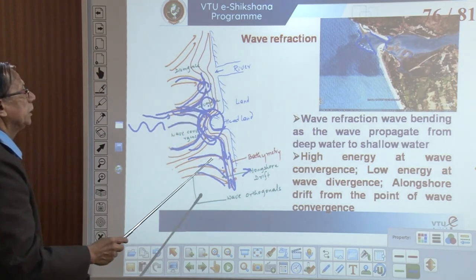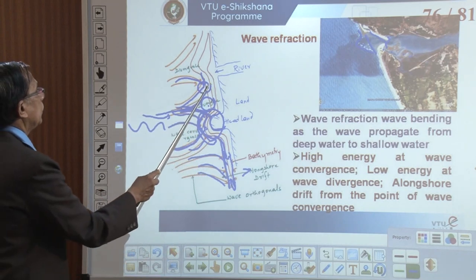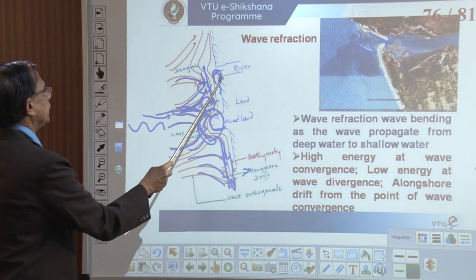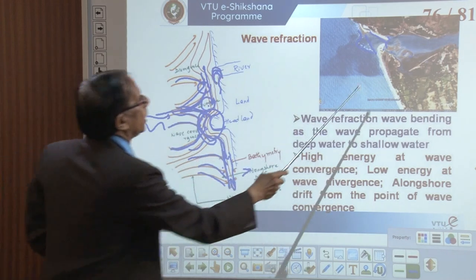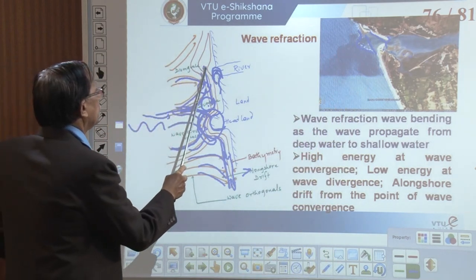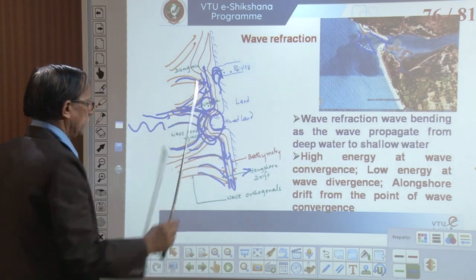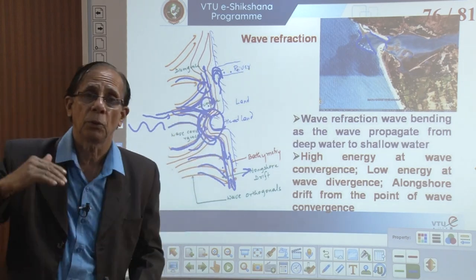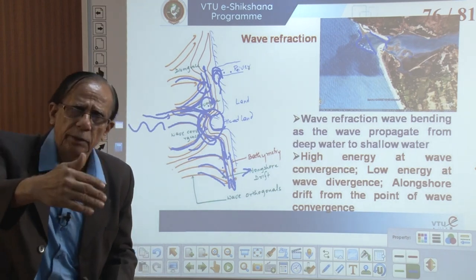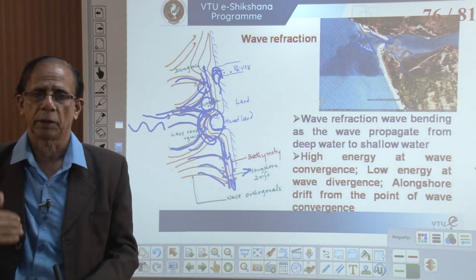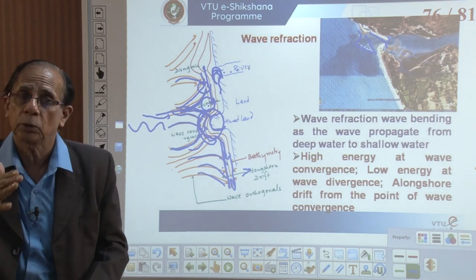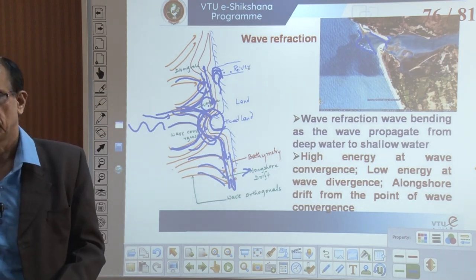Again, erosion, high energy. This eroded material either moves this way or moves this way. If it moves this way, it deposits here, like this, and spits are formed. So, in front of the river mouth, wave divergence takes place, with low energy siltation. It means that because of the wave refraction pattern, low energy and high energy zones are developed, and whenever waves approach at an angle to the coastline, there is alongshore drift.